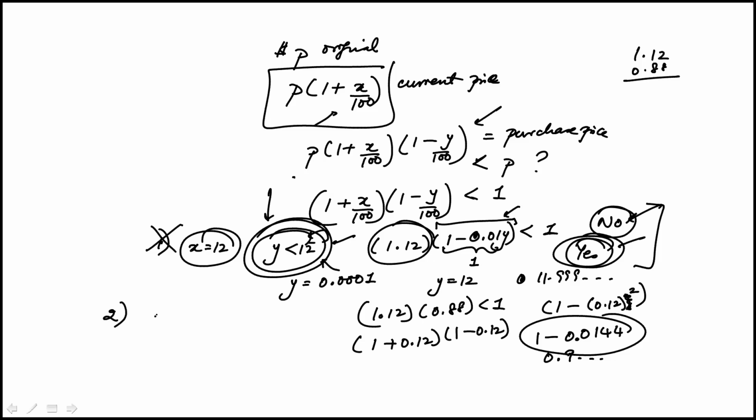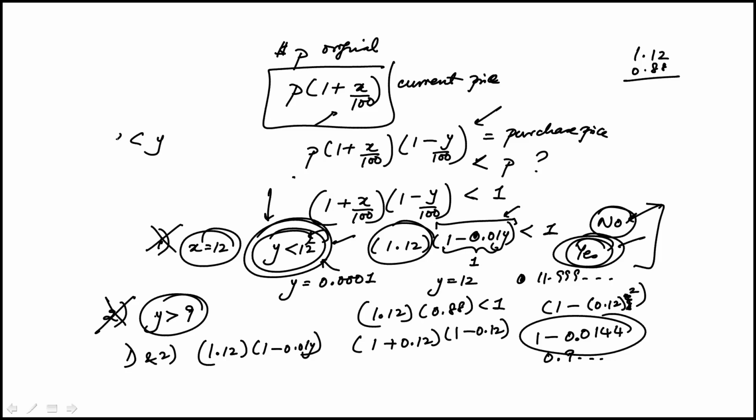If we do 2 alone, which is Y greater than 9, there's nothing about X. So we don't really know. So 2 alone is insufficient. If we do 1 and 2 together, we have 1.12 and then 1 minus 0.01Y, where Y is between 9 and 12. So we know very close to 12, it is a yes. And then if it's 9, we're actually going to just use the value 9. So it would be 1 minus 0.09, which would be 0.91.